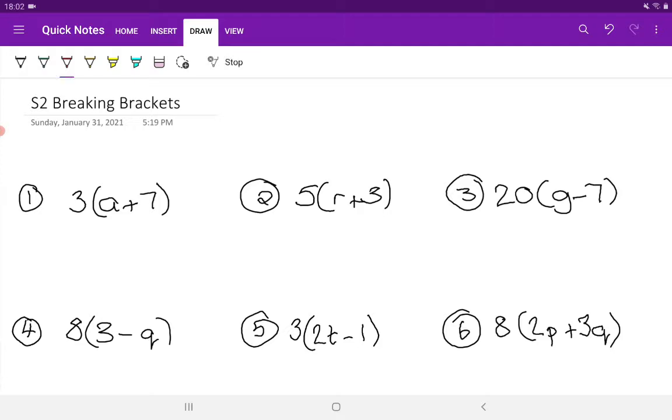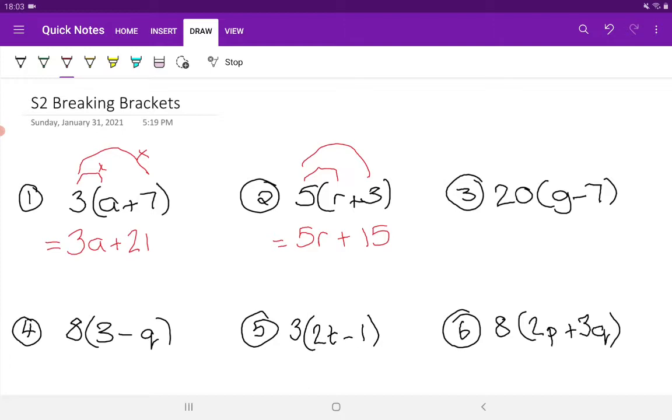But remember, when we're breaking brackets, guys, it's when we've got something like this first question, 3 bracket a plus 7, and we want to get rid of the brackets. We're multiplying them out, okay? So we are doing 3 times a, and 3 times 7. 3 times a we just write as 3a, and 3 times 7 is 21. So this will be 3a plus 21 for the first one. For the second one, same idea. 5 times r is 5r plus 5 times 3 is 15. So we have 5r plus 15 for that one.